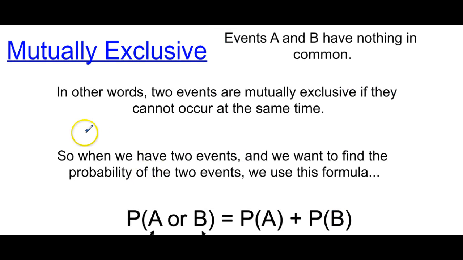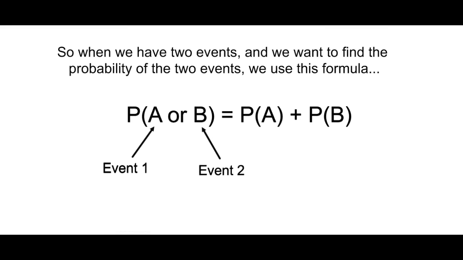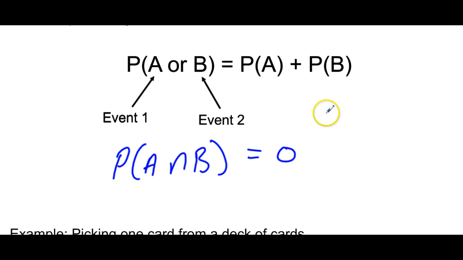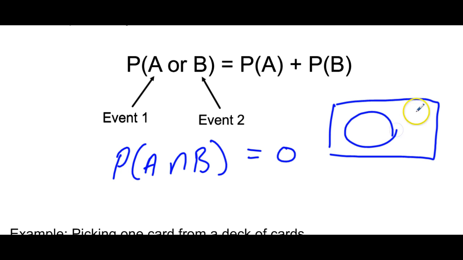We talked about mutually exclusive in the last class, and that's when two events have nothing in common. They never overlap, they never intersect. When we want to find the probability of two events, we use this formula if they are mutually exclusive: the probability of A or B is equal to the probability of A itself plus the probability of B itself. Now, I also want you to write down that the probability of A intersect B is going to be equal to 0. Why? Because when we draw our Venn diagram, and this is so ugly, but you understand, they don't intersect, so it's going to be 0, as in there's nothing there.